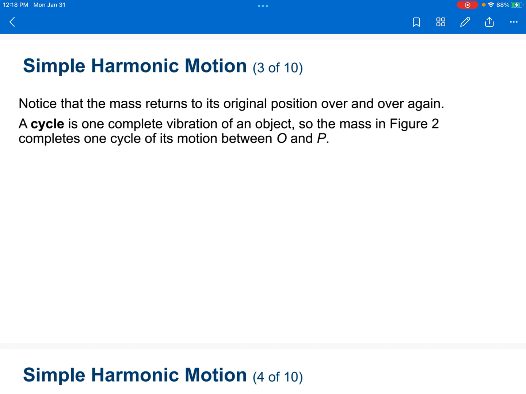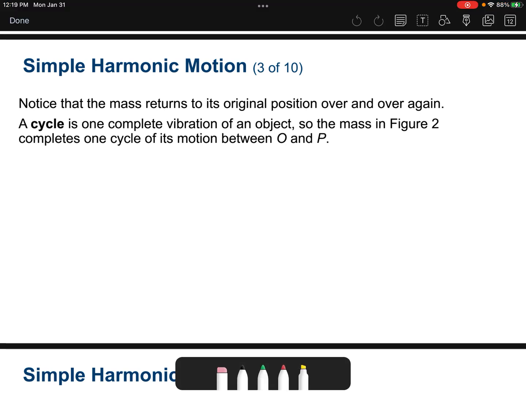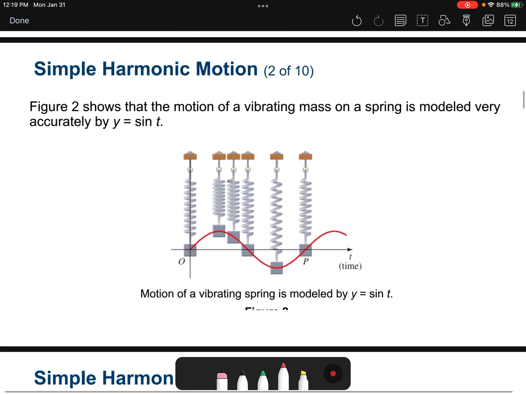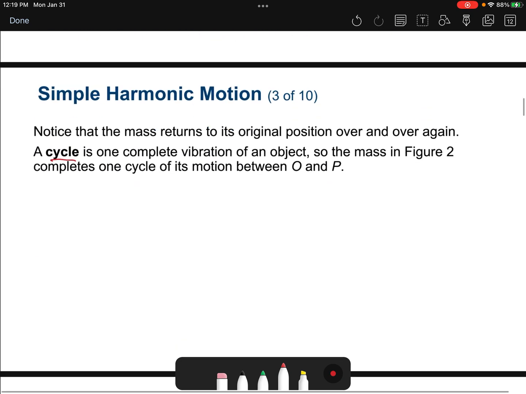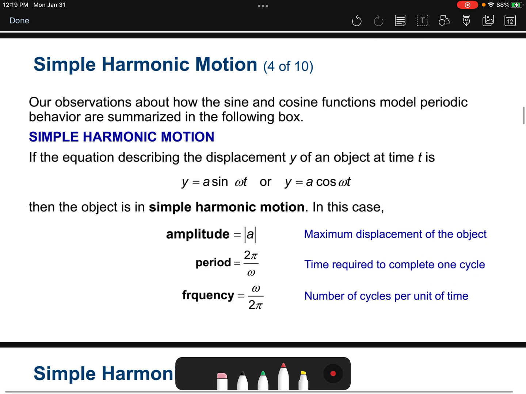Now, this is important, and I've talked about this in class, but I really haven't defined what a cycle is. A cycle is one complete vibration of an object. So the mass in Figure 2 completes one cycle between O and P. That cycle we also call a period, or I like to call it T. All right, so now simple harmonic motion can be thought of in this manner.